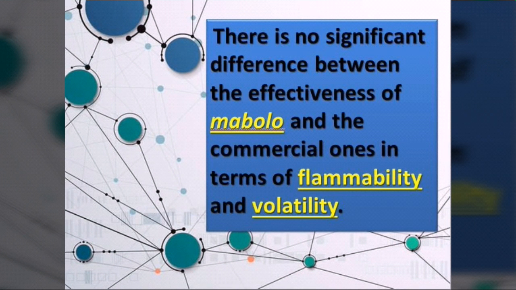Let us see this example. There is no significant difference between the effectiveness of Mabolo and the commercial ones in terms of flammability and volatility. We can see the underlined words Mabolo and flammability and volatility. These are the two variables where we can see that there is a relationship. How can Mabolo affect the flammability and volatility of a certain product, which is the ethanol?